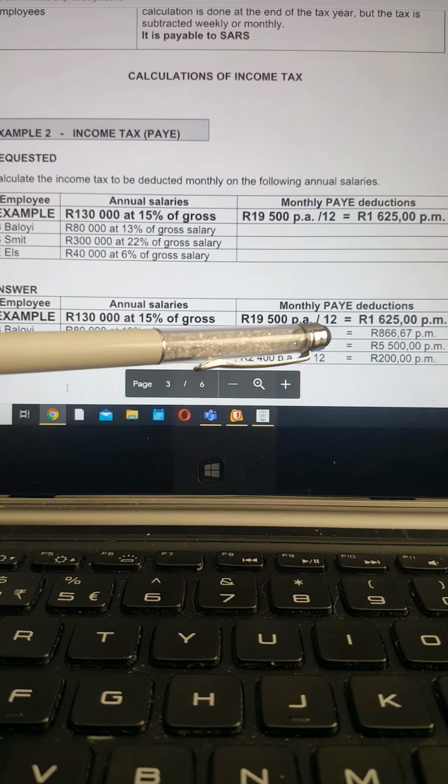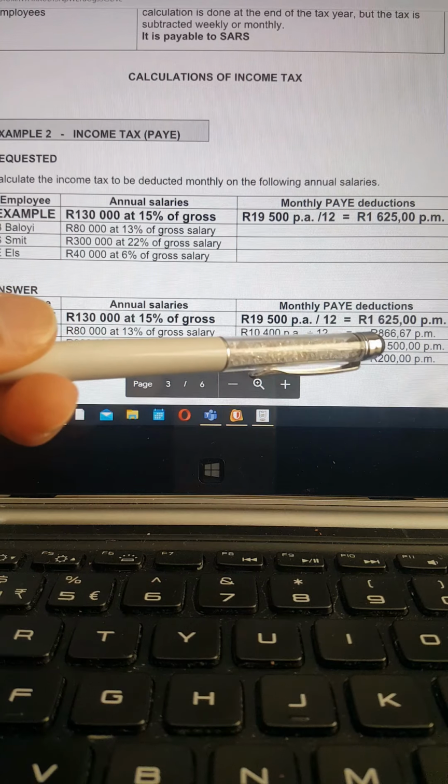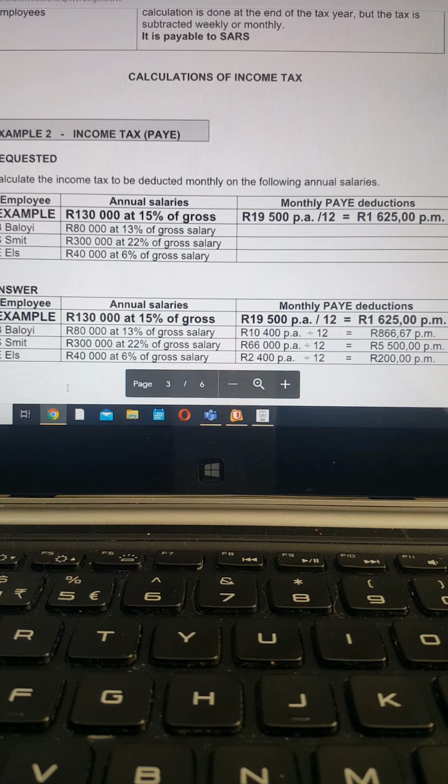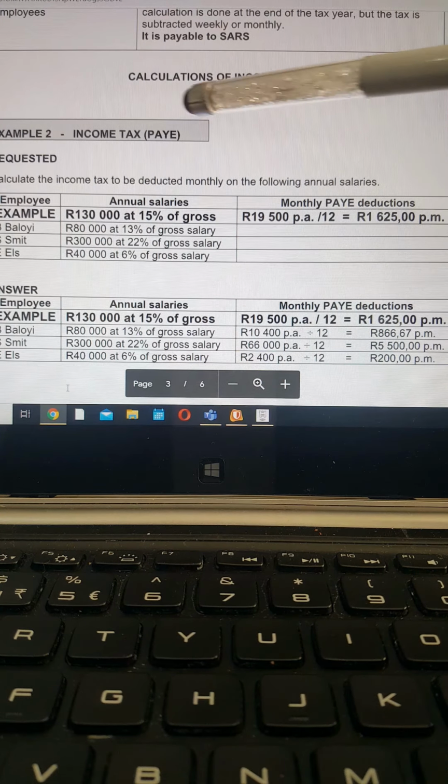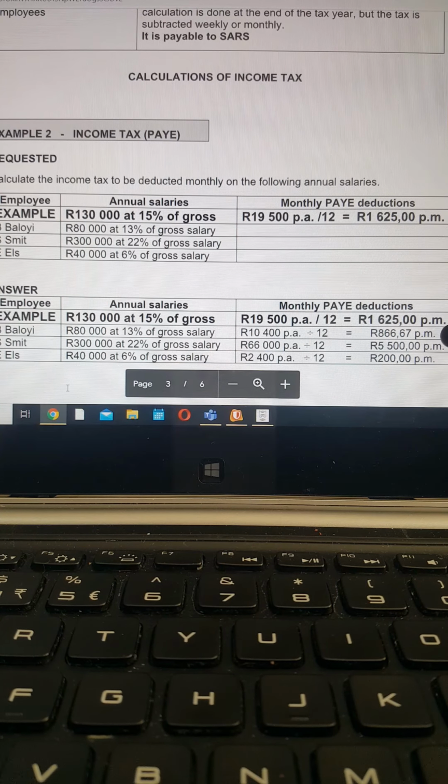And remember, we need to divide it by 12, and then we'll get 5,500 rand per month. So what is this 5,500 rand per month telling me? It's telling me that that's the amount of PAYE, or income tax, that I need to pay. Pay as you earn, right? So Mr. Smith, every month they're going to deduct 5,500 rand from his salary. And we'll have a look at the salary slip a bit later on.